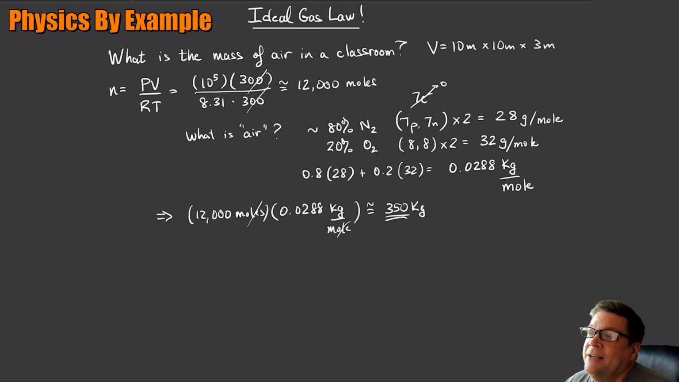That sounds like a lot. So if you took all the air inside of a classroom and took it out somehow and weighed it, it'd be 350 kilograms. That seems like kind of a lot, because we always think about air as not really weighing anything. That's like 800 pounds of air. That's kind of cool. Okay, on to other examples.